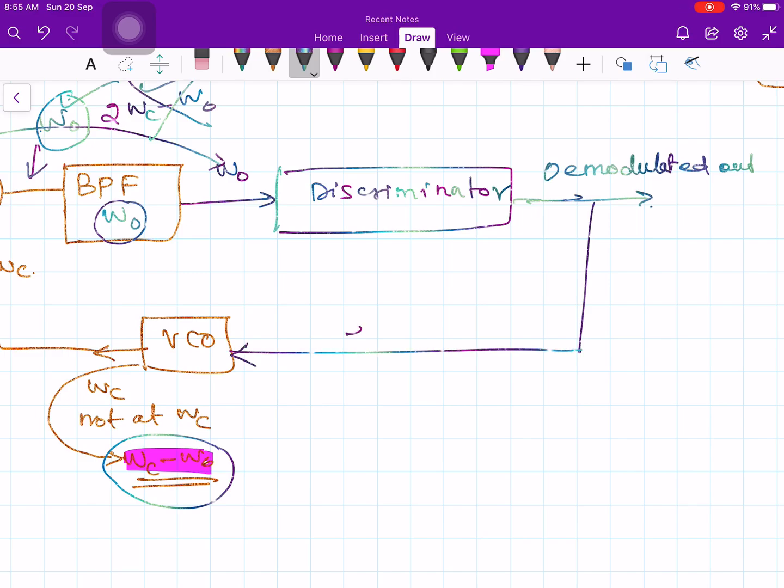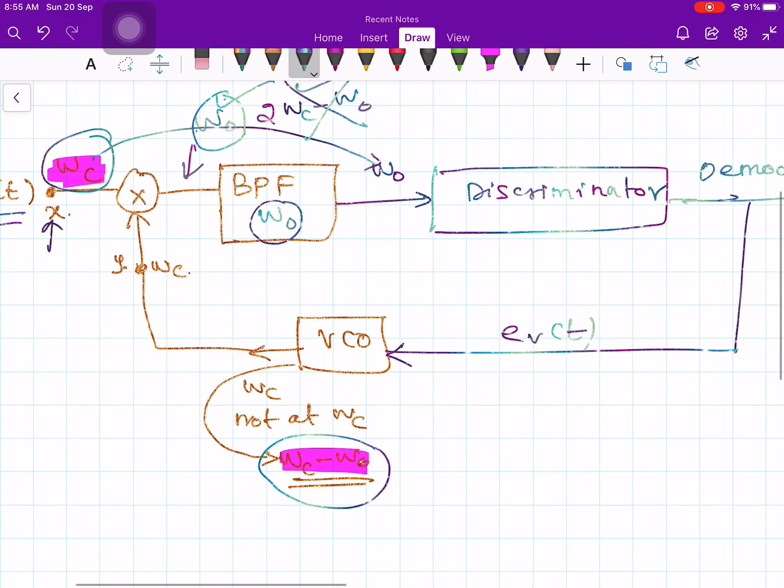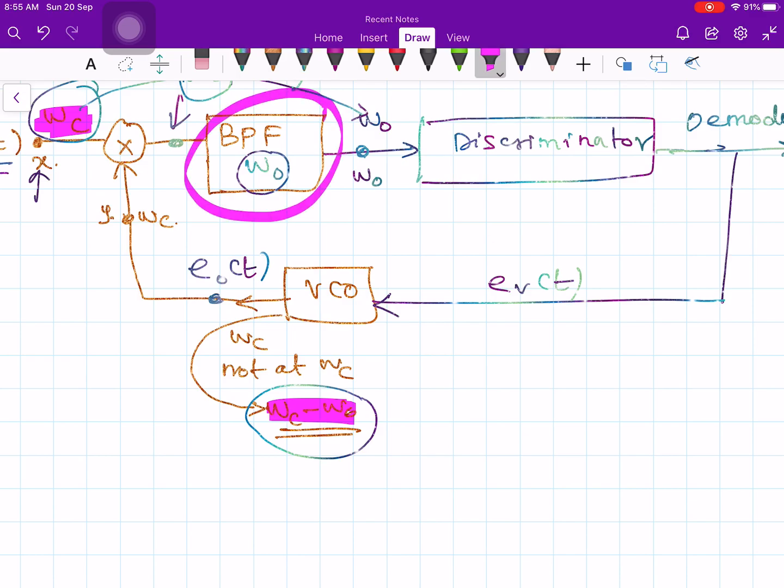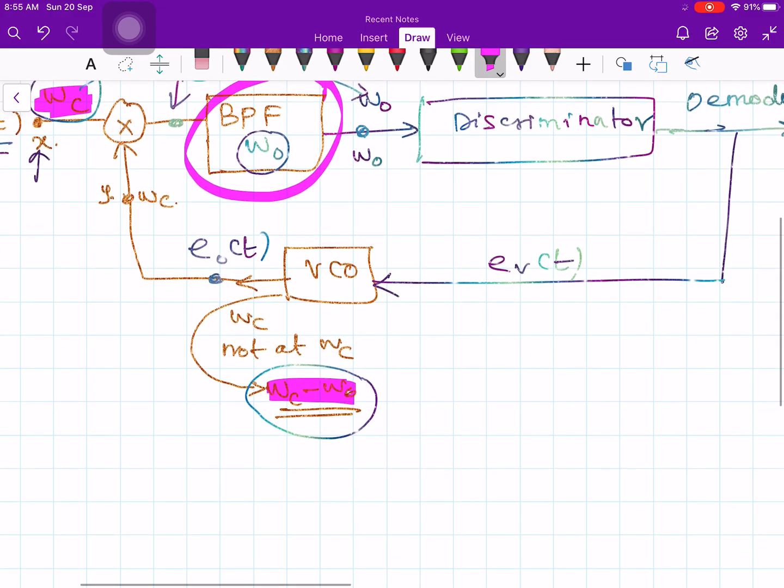So let's say this is my EV of t and the output of my voltage controlled oscillator is E naught of t, right. So here the frequency will be omega naught comma 2 omega C minus omega naught, but here it will be in terms of omega naught. Okay, here the band pass filter has the center frequency of omega naught. This band pass filter has a center frequency of omega naught. So we will once again call the output of your voltage controlled oscillator as E suffix 0 of t, and the output of your discriminator is EV of t.